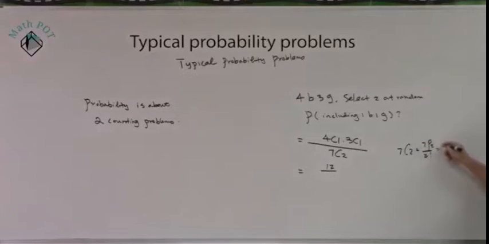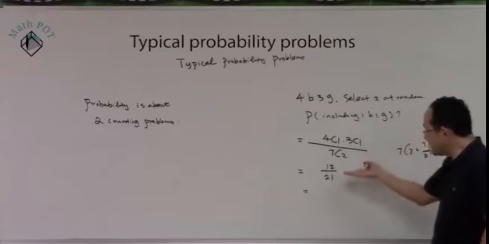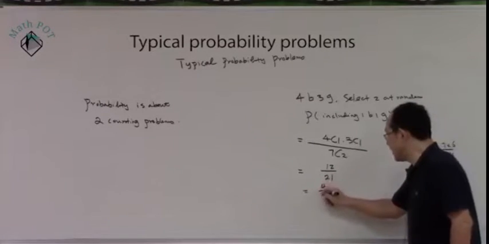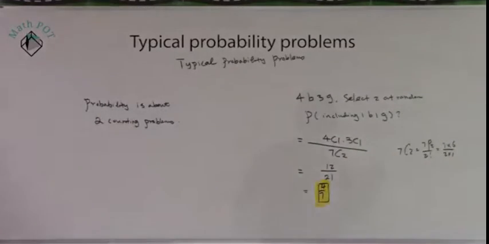So 7P2 is nothing but 7 times 6, of course, divided by 2 factorial, which is nothing but 2 times 1. Simplify, this gives us 21. Simplify, divided by 3, that gives us the final answer here, which is nothing but 4 over 7. That is the answer for this one.